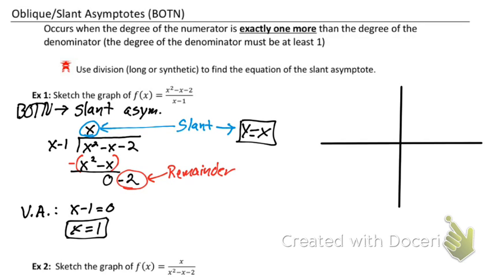Come over here. Let's make our tick marks. 1, 2, 3, 4 should be enough. Let's do our slant asymptote first. Our slant asymptote is just the line y equals x. In other words, that's a line with a slope of 1. So I'll just put a point here, point here, point here, point here. It's just that diagonal y equals x line.